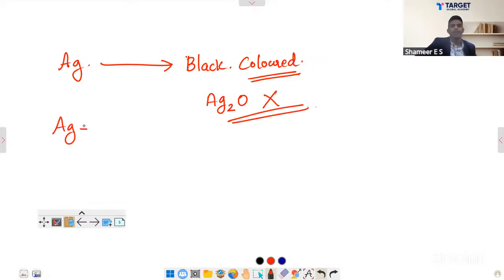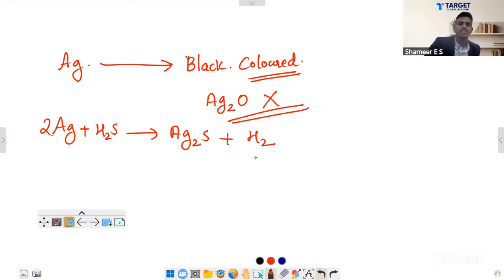Silver will react with the hydrogen sulfide gas present in air and there occurs the formation of silver sulfide plus H2. This happened in case of the black appearance. So this is black in color. Here the silver sulfide has black color. So they can ask: the gray colored silver becomes black colored after some time, which compound is formed there? That is black in color.